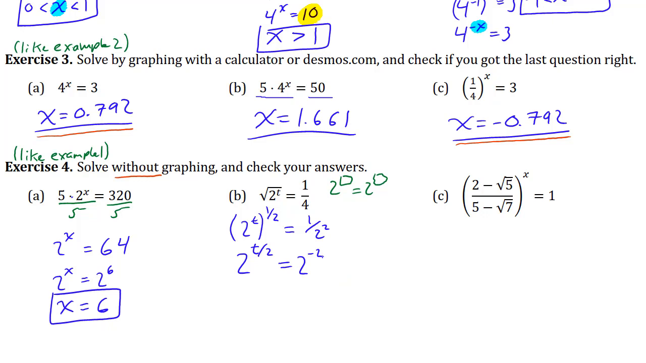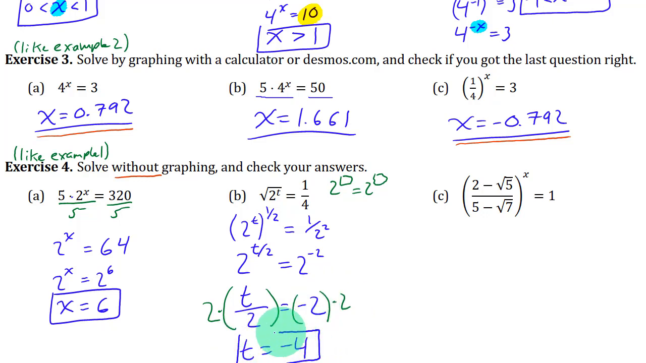All right, so this is now giving you 2 to a power and 2 to a power. And once you have that, the powers must be the same. You have t over 2 equals negative 2. So I can multiply both sides of this by 2. That gives you t is negative 4.